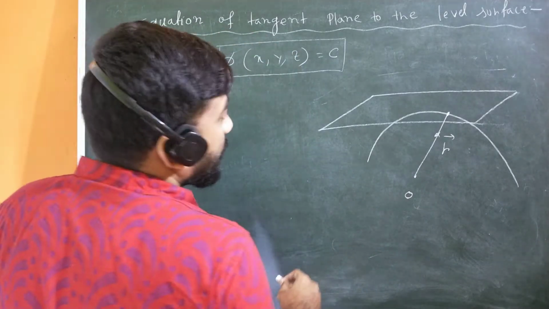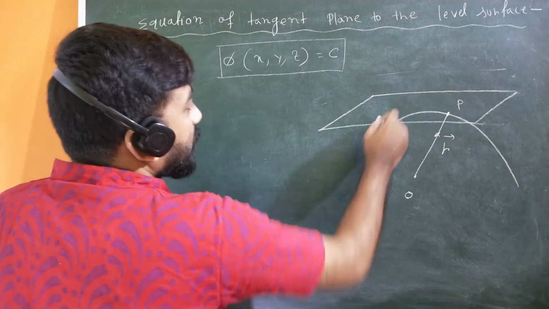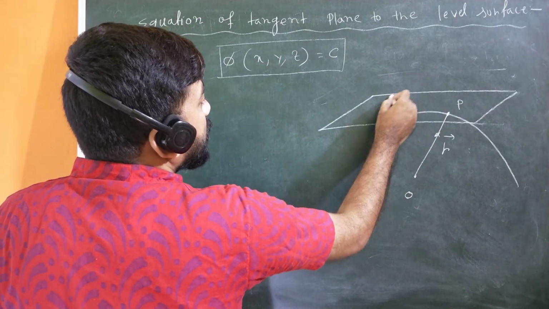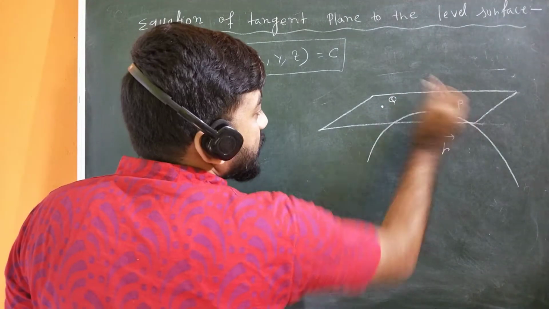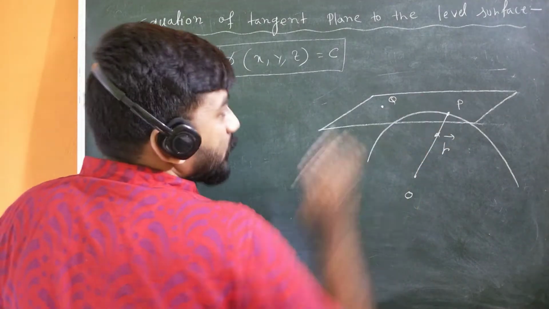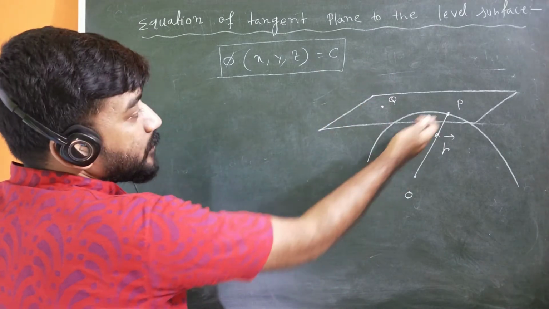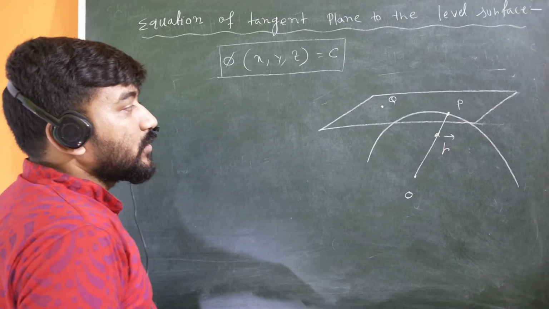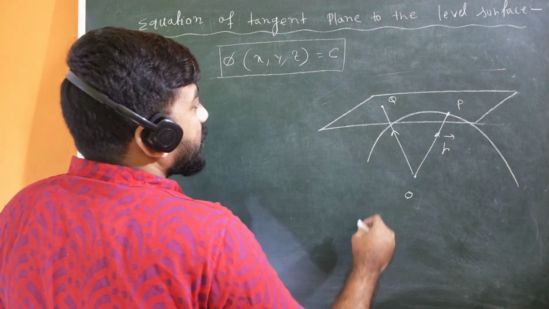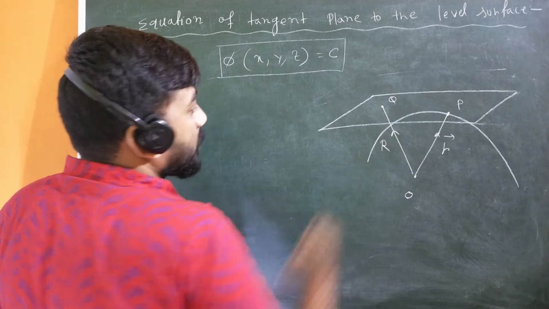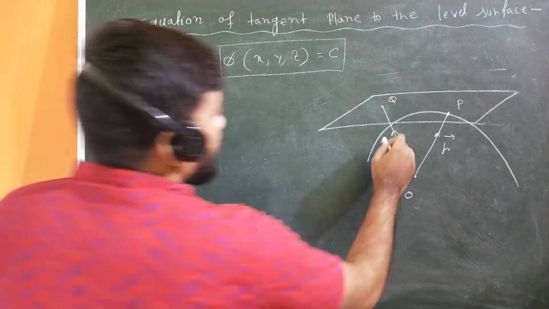This is the point P, and here is any point Q. This point is on the tangent plane. P is the common point of the surface and the tangent plane, and it will always be given, the point at which you have to find the equation of the tangent plane. And Q is an arbitrary point with position vector, let me take, capital R.